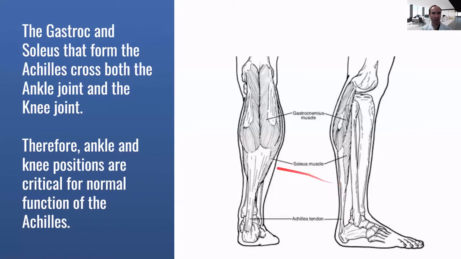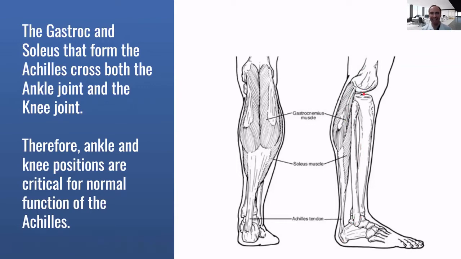What we'd like to show here is that the gastroc and the soleus that form the Achilles both cross the ankle joint and the knee joint. If you can see here, the gastrocnemius originates above the knee region in the lower area of the femur, and then it goes down, combines with the soleus, and inserts into the foot. So both of these start above in the lower thigh and then insert into the foot. So they both affect the ankle joint and the knee joint. That's what we want to show.